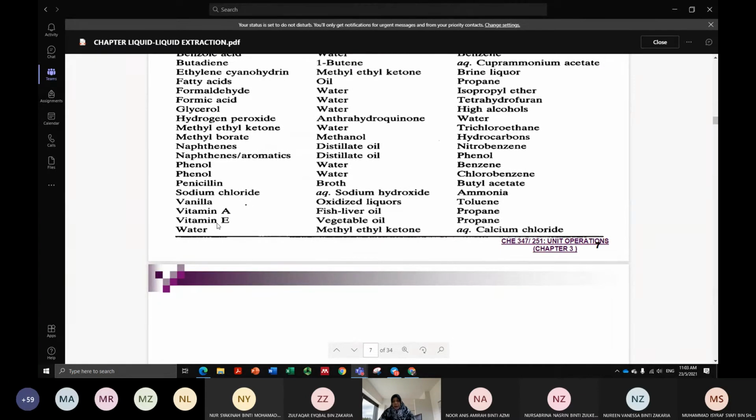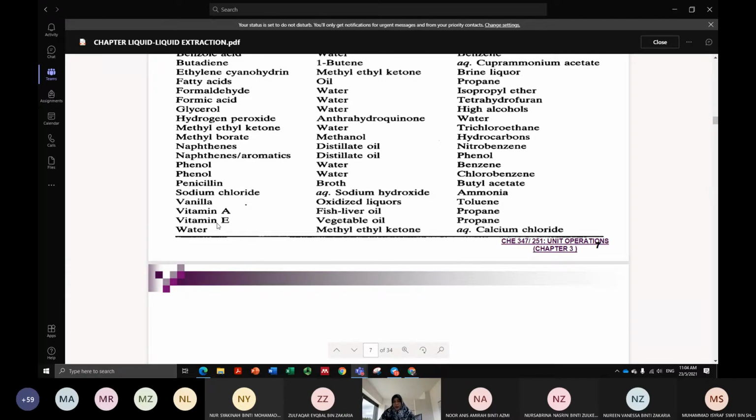Let's say you have palm oil, which is considered as vegetable oil. But in your vegetable oil, you have vitamin E inside. Your interest is just to take out the vitamin E from the vegetable oil. So you want to extract vitamin E. You want to remove vitamin E from the vegetable oil.